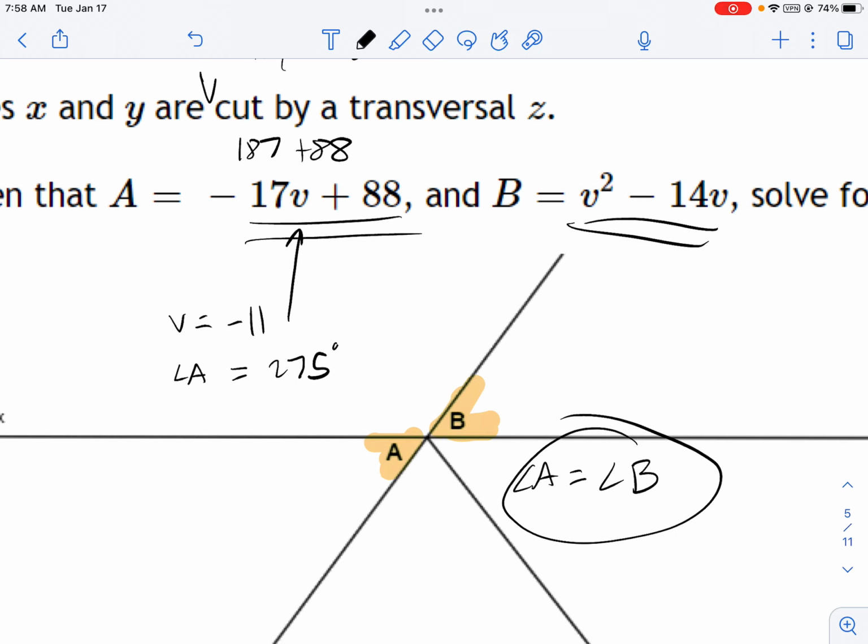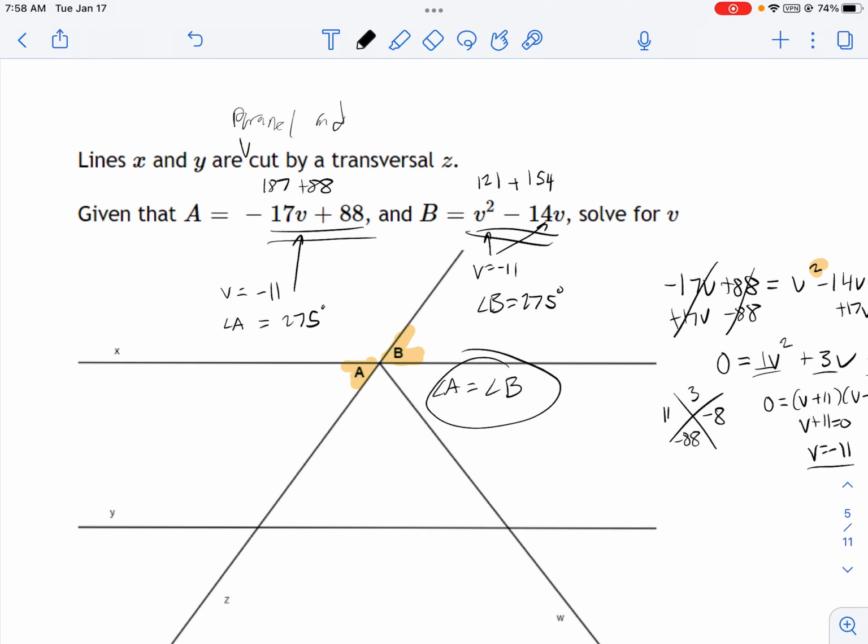Let's plug it into the other one. Still when v is negative 11, we want to make sure it works in both. Here we get 121, because that's negative 11 squared, plus, because negative times a negative is a positive, negative 14 times negative 11 is a positive 154. If you add 121 to that, we also get angle B is 275, which makes sense. We should be getting the same number. They're congruent to each other. They're both positive numbers, which works out.